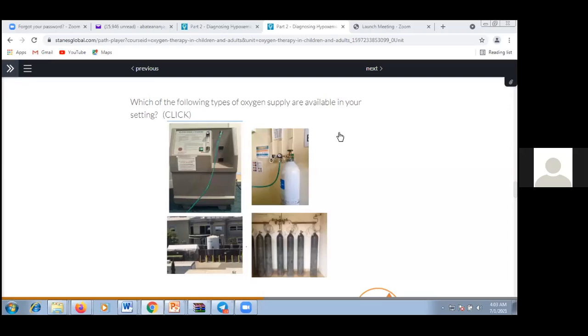In one of the private centers where I practice, they use two big cylinders connected to the anesthesia machine. When you finish one cylinder, the other cylinder comes into play, but it is done manually. So we can take this as an example for some of the government hospitals.